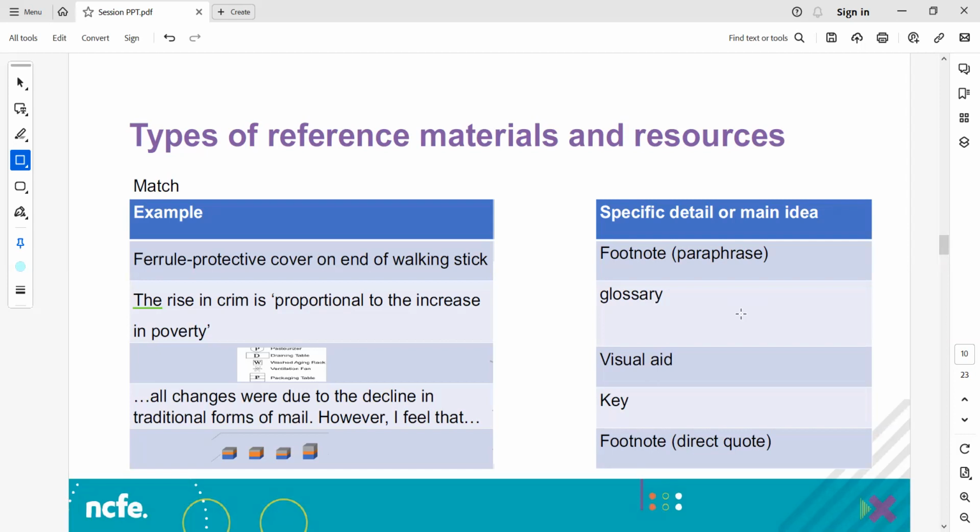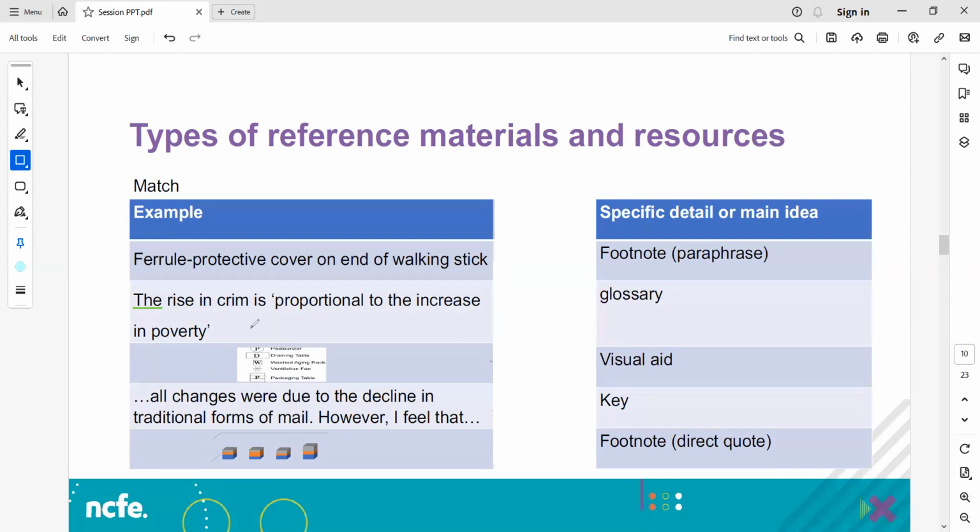Is it an image? Okay, is it an explanation of symbols? So which one of those is that example? The key. So a key is an explanation of symbols on, for example, a map. Yeah. So ferrule: protective cover on the end of a walking stick.